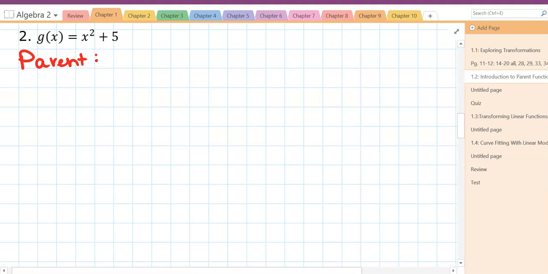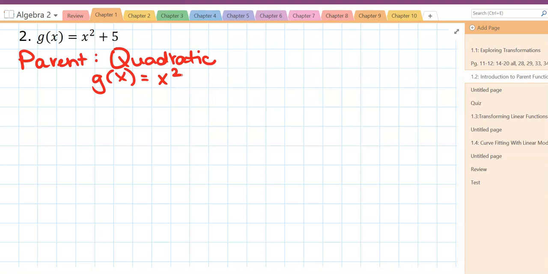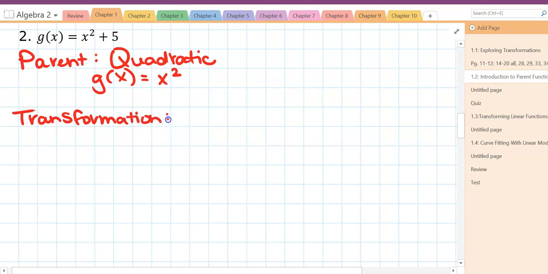Quadratic, because it's got an x squared involved. Okay? So the parent function here is going to be the quadratic, because we would have g of x equals x squared if it was the quadratic one. Now this one also has the plus 5, just like number 1 did. So what did we say that meant? Good, up 5. So the transformation is going to be the same for this graph. Still going to be up 5.